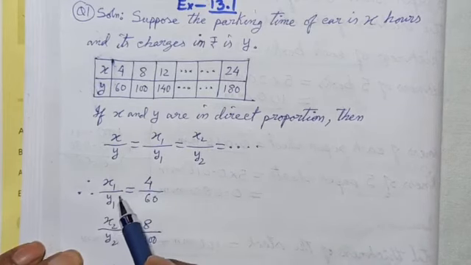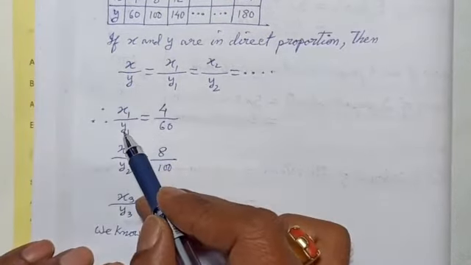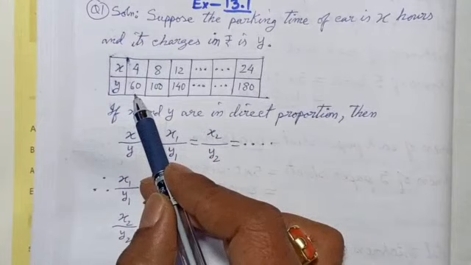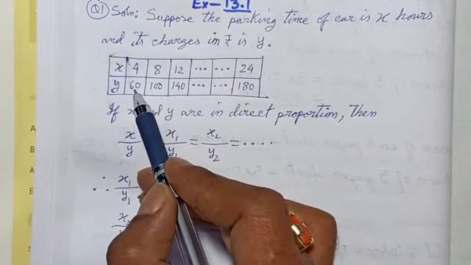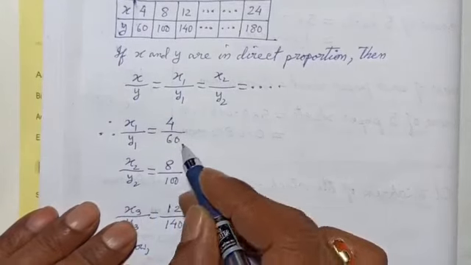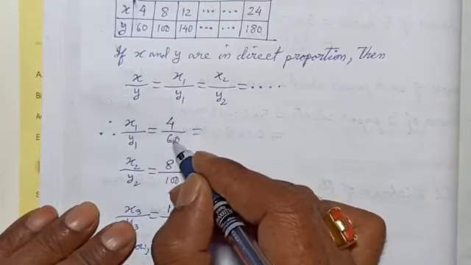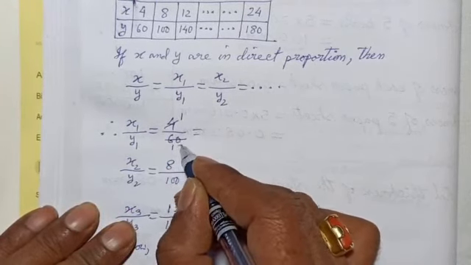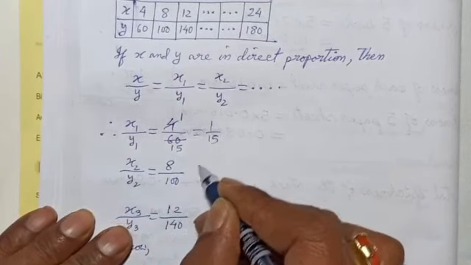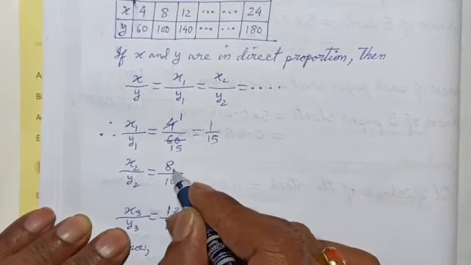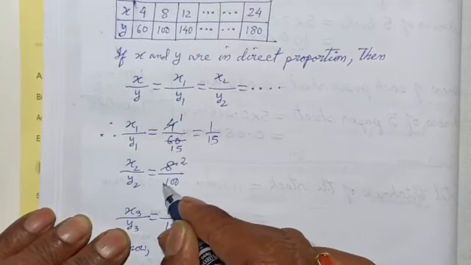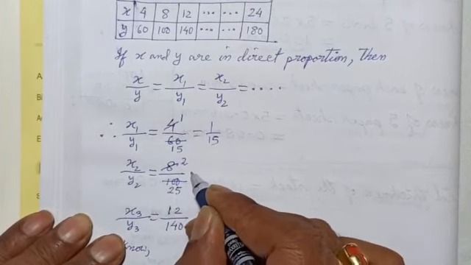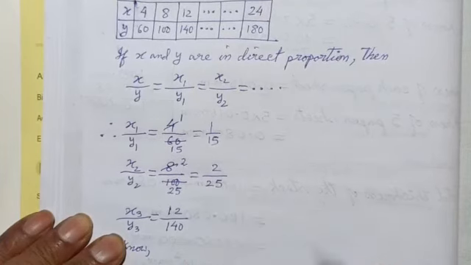Therefore x1 by y1. Here 4 is x1 and y1 is 60. So 4 by 60. We can divide 4 and 60 by 4. 4 divided by 4 is 1, and 60 divided by 4 is 15. We get 1 by 15. Now x2 by y2, that is 8 by 100. Let us divide by 4. 8 divided by 4 is 2, and 100 divided by 4 is 25. We get 2 by 25.